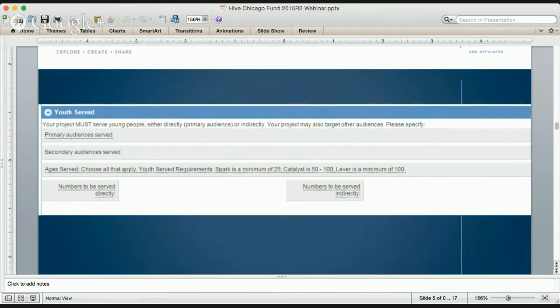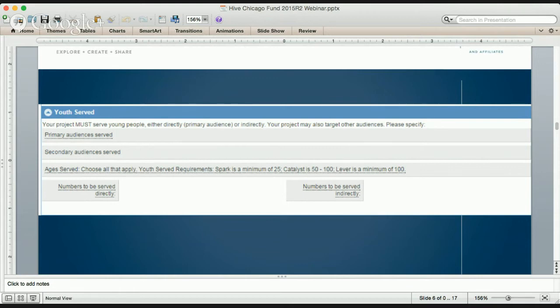And then we really want to, and we're going to stress this, the number to be directly served and indirectly served. We don't want you to inflate these, and we want you to try to be as close to accurate as possible, because we're going to be pulling this data again and trying to tell the story of the Hive Learning Network and the Hive Chicago Fund and all of your work, and to promote connected learning. So it's really important to get close and accurate data. So, numbers to be served indirectly, don't list your whole listserv, like 20,000 or something. List the people that are actually indirectly served.